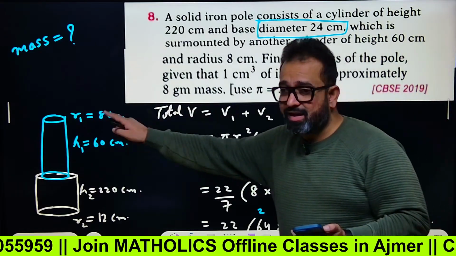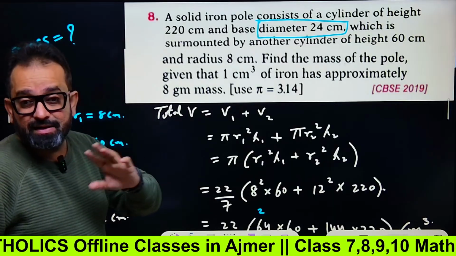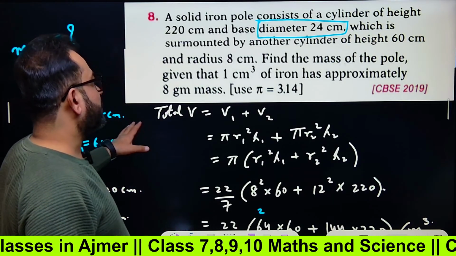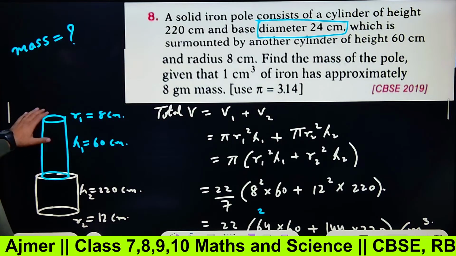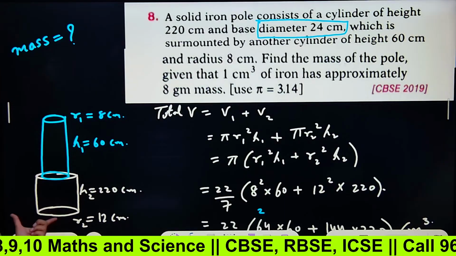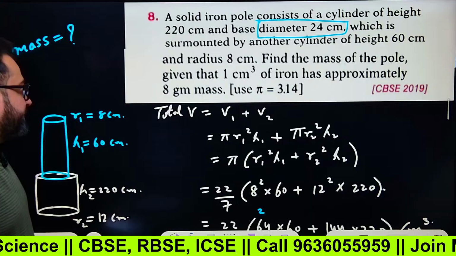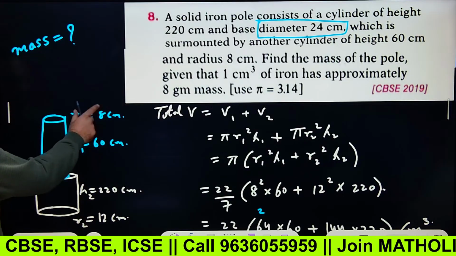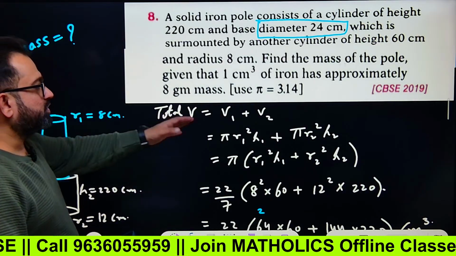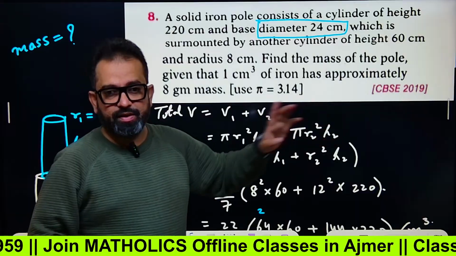Now, what is this question trying to say? Two cylinders are there, but the radius is not the same. The radius is different. So the total volume will be V1 plus V2. First draw the diagram. The upper cylinder has the smaller radius, 8 centimeter. The lower one, if the diameter is 24, the radius is going to be 12 centimeters. So this is 12, this is 8. This H1 height is 60, this H2 height is 220. Just add the volumes: first cylinder pi R1 square H1, second cylinder pi R2 square H2.